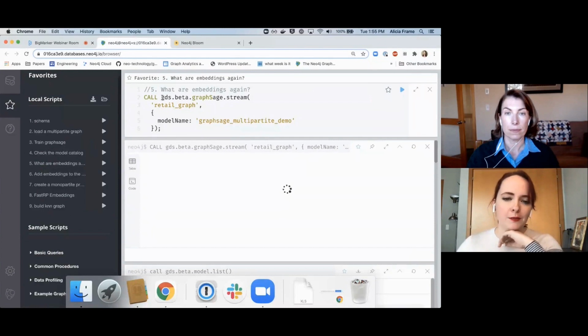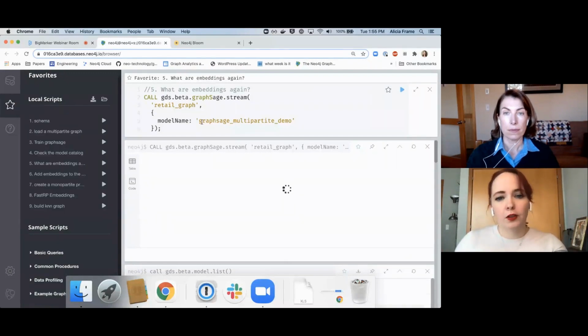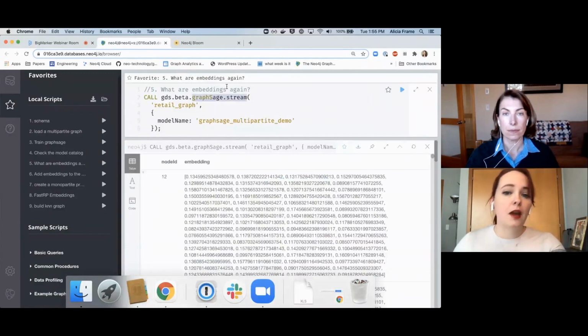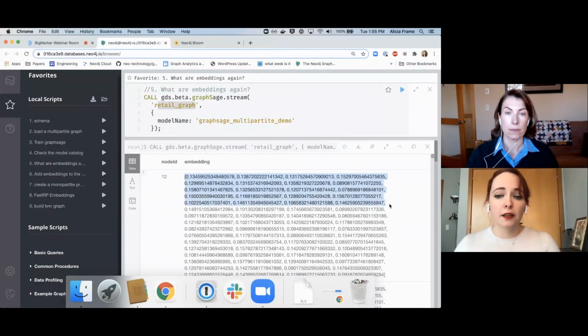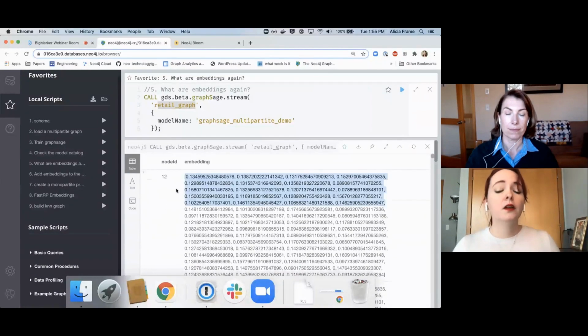So what I'm doing now is telling it, okay, stream my GraphSAGE model results. Remember, I said I trained my model. It's called GraphSAGE multipartite demo. Now I pass that to GraphSAGE.stream and I say, use that model on my retail graph to give me embeddings. And so what I see here is for each node ID, I get an embedding that represents that node. So I have a bunch of numbers that GraphSAGE learned that represent each node in my graph. And I can see all my nodes have different embeddings. Cool, but not useful to me as a person.